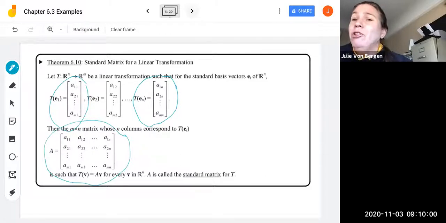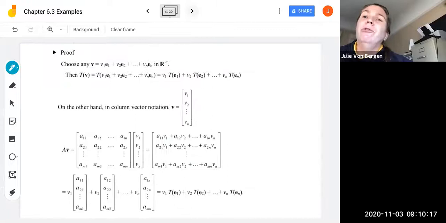So once we get our matrix A, it's going to be such that T of v is the same as matrix A multiplied by vector v for every vector v in Rn. And so we call A the standard matrix for our linear transformation T. So let's take a look at the proof.